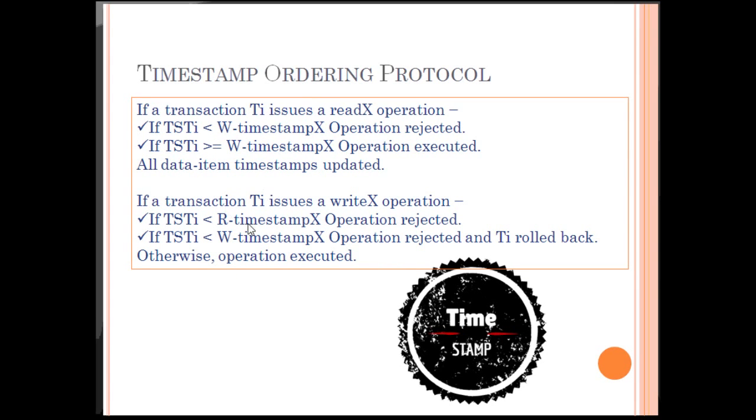Now if a transaction Ti issues a write(X) operation, then the operation can be either rejected or executed. If the timestamp of transaction Ti is less than the read timestamp of data item X, then the operation will be rejected. If the timestamp of transaction Ti is less than the write timestamp of data item X, then the operation will be rejected and the transaction will be rolled back. If not, the operation will be executed.